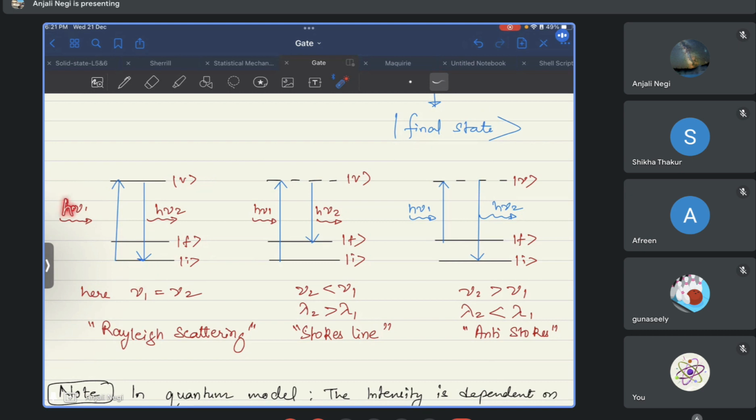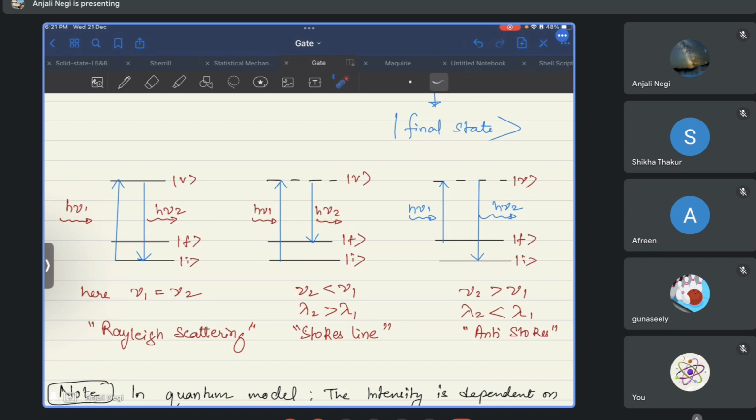My photon h mu 1, the incident photon energy, when my matter interacts with it, takes the matter from the initial state to the virtual state, and then it comes back to the same initial state, releasing h mu 2 as scattered light. Here mu 1 is equal to mu 2, and we call this Rayleigh scattering. In the other case, the incident photon takes the matter from the initial state to the virtual state, and then from the virtual to the final state, such that h mu 2 is released.